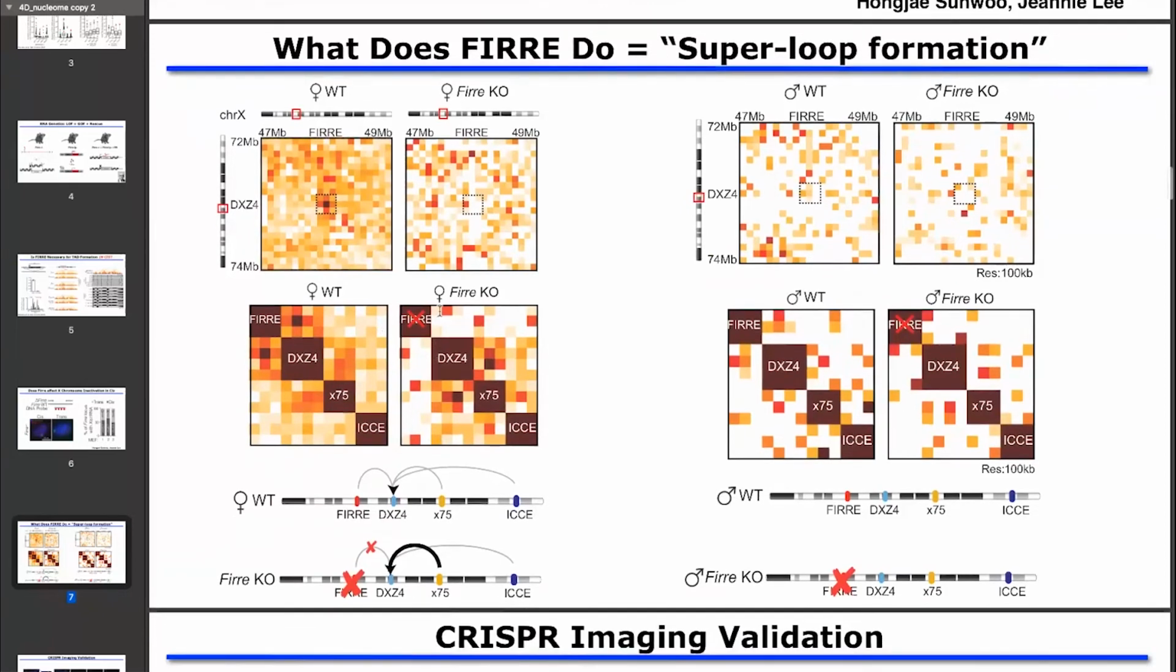And so what we can see in the knockout on the left side here, if you look at the middle panel, is that FIRE's gone and those interactions are gone, but we see a slight increase in interactions between X75 and DXZ4 in the absence of FIRE. So there does seem to be some movement, where you can see this here becoming more dense. When FIRE is removed, this somehow increases the occupancy of X75 at DXZ4.